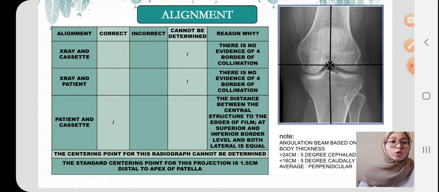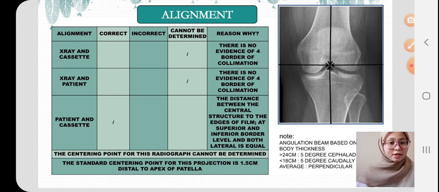The alignment between the X-ray and cassette cannot be determined since there is no evidence of the four borders of collimation, and the alignment between the X-ray and patient cannot be determined because there are no four borders of collimation. The alignment between patient and cassette is correct because the distance between the central structure to the edge of the film at the superior and inferior level and both lateral is equal.